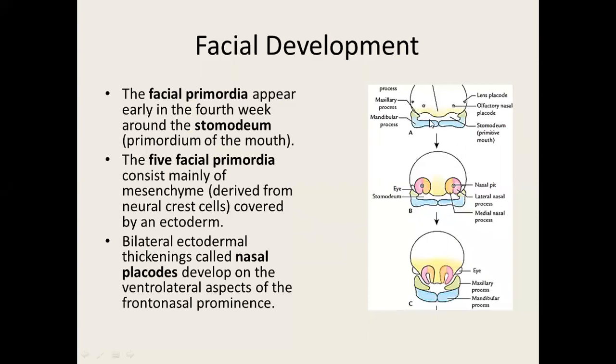So the 5 facial primordia, the core of which is mainly mesenchymal, and outermost it is lined by ectoderm. This core of mesenchyme is derived from the neural crest cells, which have migrated from the midbrain and the hindbrain vesicles. On the inferolateral part of the frontonasal prominence, there is a thickening of the ectoderm, which is known as the nasal placodes or olfactory placodes.